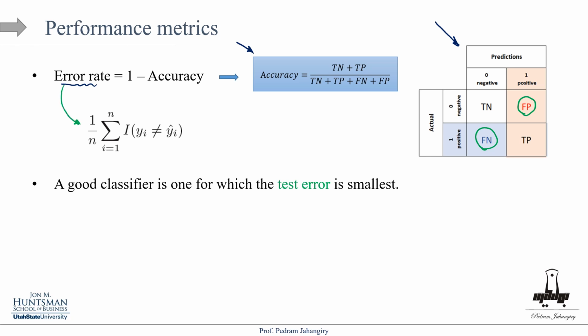If you want to do it manually, we say 1 divided by the number of observations, and basically count the misclassifications, right? These are the false positives and false negatives, whenever the prediction is different from the actual, right? And as you can guess, a good classifier is one whose test error is the smallest, right? Not necessarily the train error.